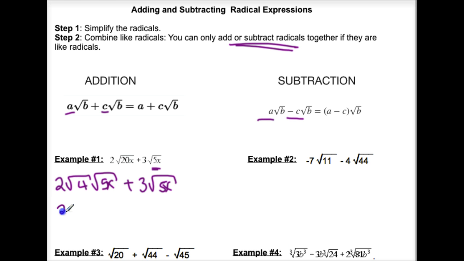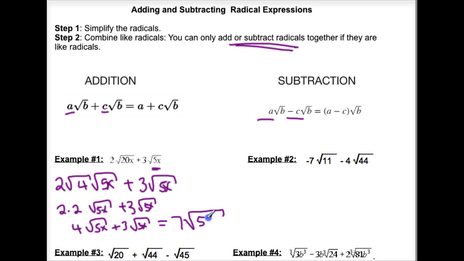This I know becomes 2 times 2, because the square root of 4 is 2, radical 5x plus 3 radical 5x. 2 times 2 I know is 4 radical 5x plus 3 radical 5x. Now it looks like this. So all I'm going to do is combine my 4 and 3, which is 7, and then what's under my radical sign, the 5x, stays the same. And that's it. Super easy.